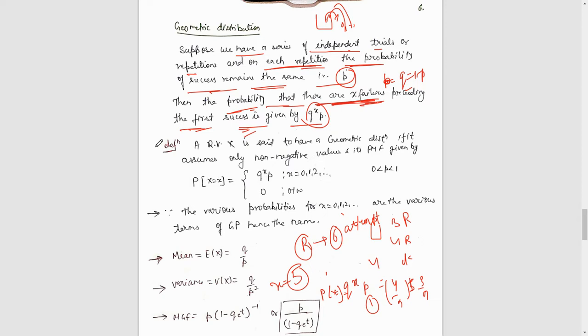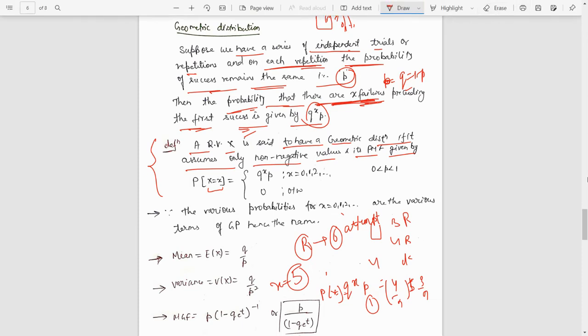So overall, the definition is: a random variable X is said to have a geometric distribution if it assumes only non-negative values, and its probability mass function is given by Q to the power X into P. Obviously, X here is the number of failures before the first success. This is the main thing that you have to understand.